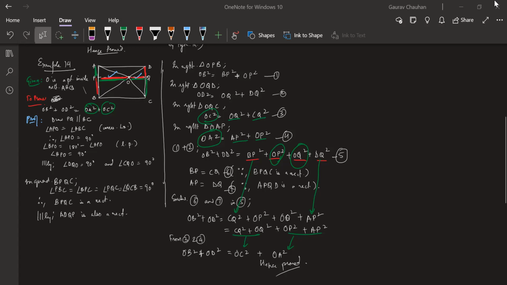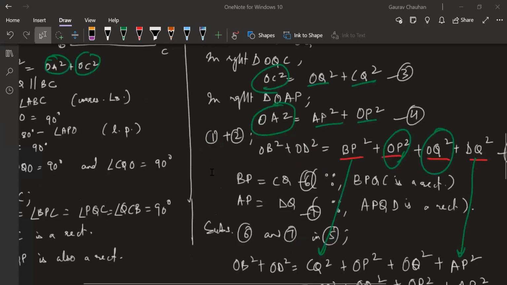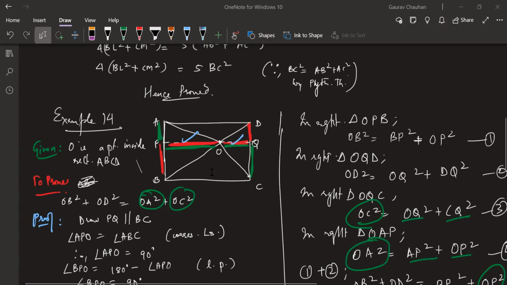Right, guys. So this is a couple of. Sir, how did you get the idea of drawing a parallel line? Okay, Dinesh. So drawing a parallel line wala idea I'm getting because Dinesh, can you hear me?